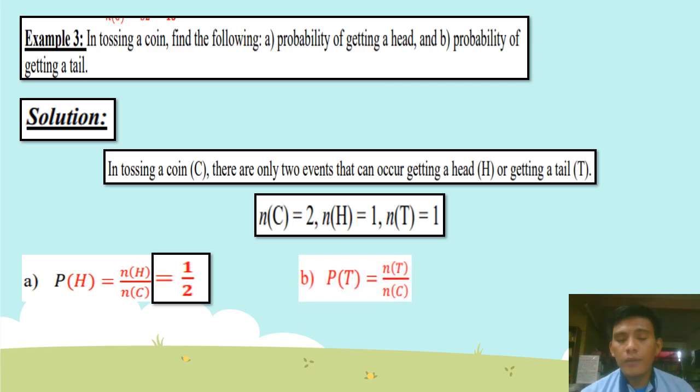For B, the probability of getting a tail. The number of tails is 1, and the total number of outcomes is 2. That's why 1/2, and that will be our answer.